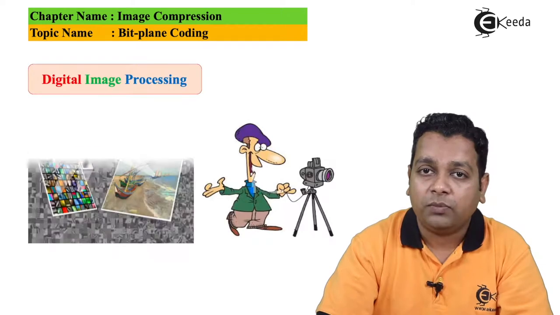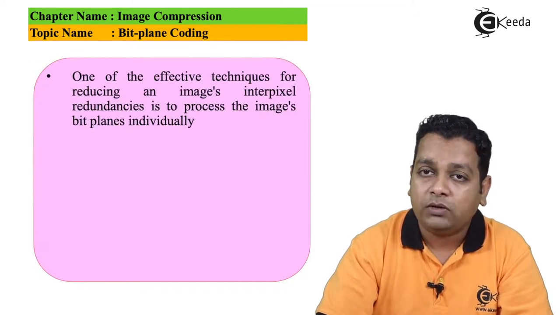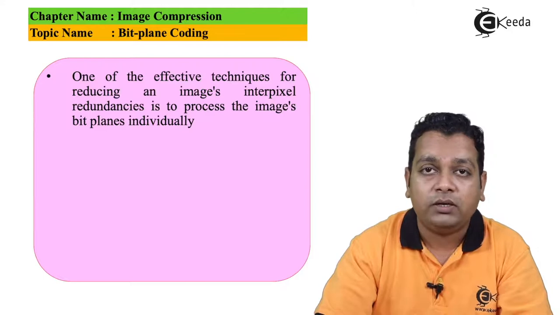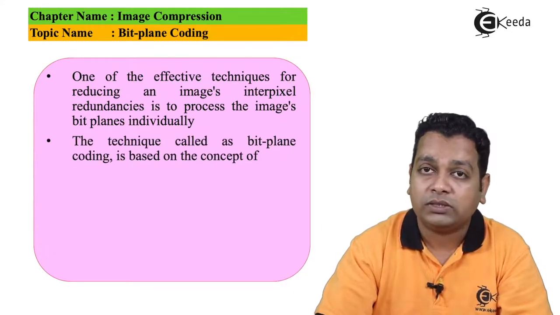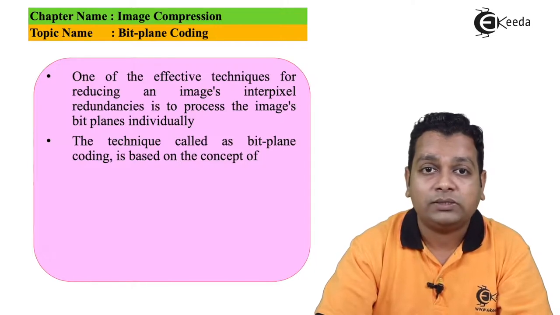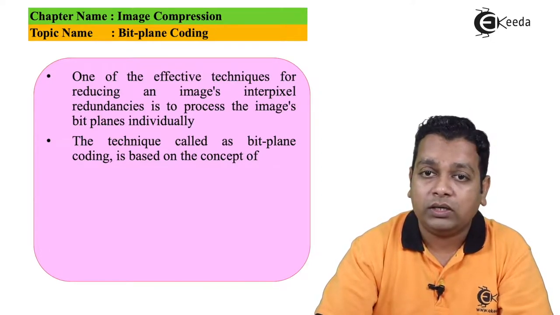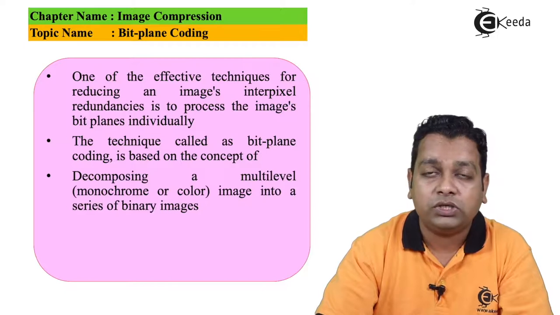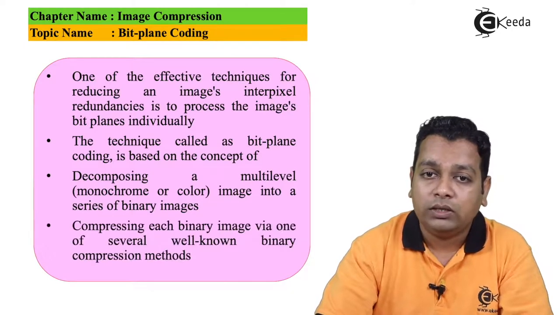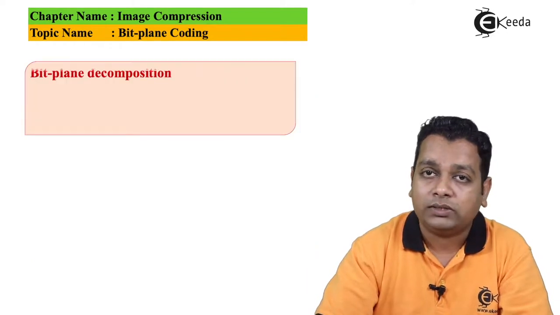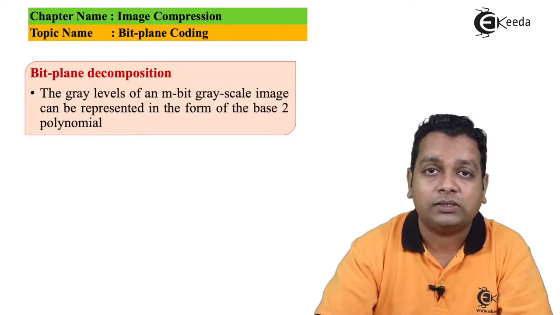So here we can begin with the topic bit plane coding. One of the effective techniques for reduction of an image's interpixel redundancies is to process the image bit planes individually. While understanding image enhancement, we have one approach, that is bit plane slicing, that also depends on the bits. So here we have bit plane coding. The technique is called bit plane coding, and this is based on the concept of decomposing a multi-level image into a series of binary images and compressing each binary image via one of the several well-known binary compression methods. So let us see first the decomposition, and then we shall address the compression.